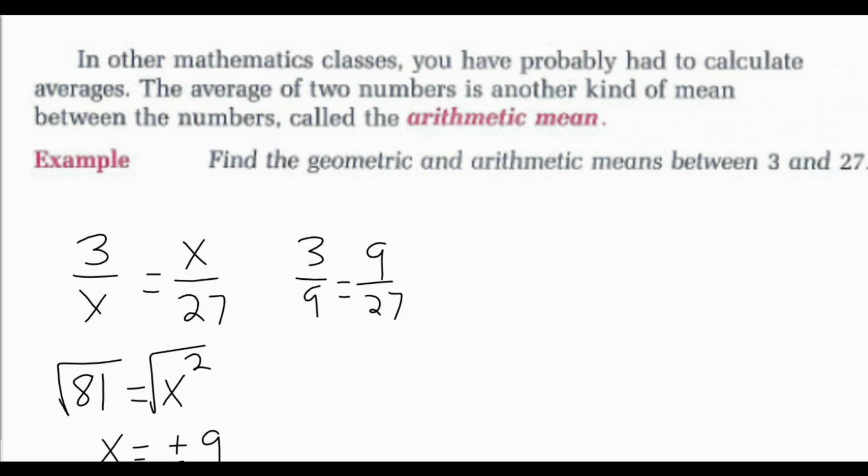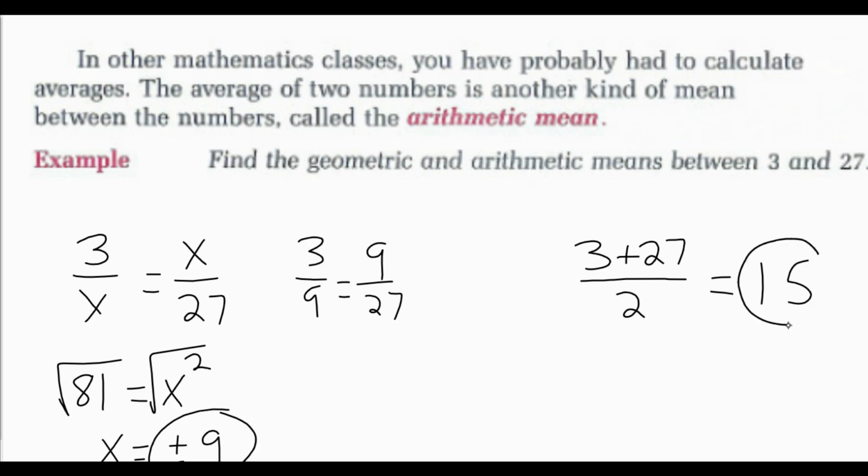Now, if I want to find the arithmetic mean between 3 and 27, I'm just finding the average. So if I find the average, I add up all my values and then divide by the amount of values that I have. In this case, I have 2, so I divide by 2. 3 plus 27 is 30, divided by 2 is 15. So my geometric mean is plus or minus 9, where my arithmetic mean is 15.